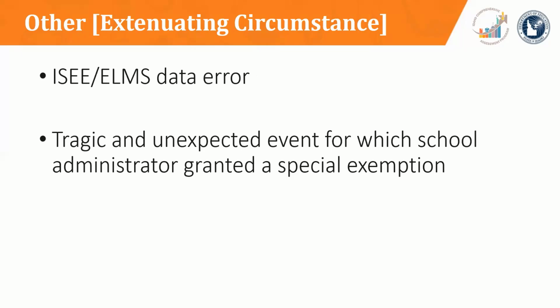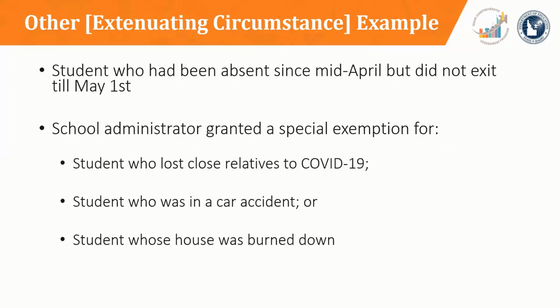Other extenuating circumstances include a student who was not reported correctly via IC or in ELMS, or a student who had a tragic and unexpected event for which the school administrator granted a special exemption. Examples include students who have been absent since mid-April but did not exit till May 1st after holding a seat for 2 weeks. The school administrator granted a special exemption for students who faced tragic events such as losing close relatives to COVID-19, being in a car accident, or being in a house fire.